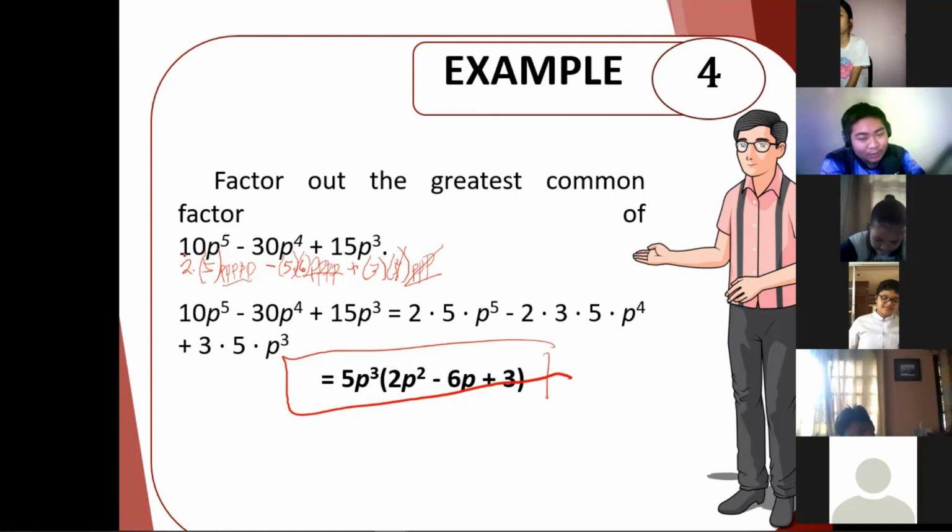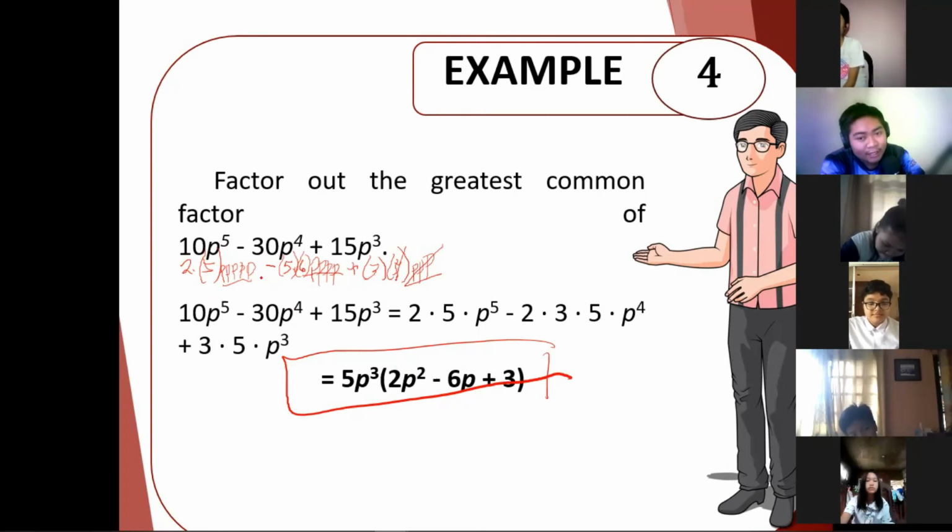Okay. So 10p raised to 5, that would be 2 times 5, tama? We have p to the 5. And then we have minus, okay? 30 can be factored into 5 times 6. So they already have their common factor, which is 5. Then the factors of p to the 4, that would be p, apat na p. And then next one would be 15p cubed. That would be 3 times 5. That will give you 15, di ba? And then we have p cubed.